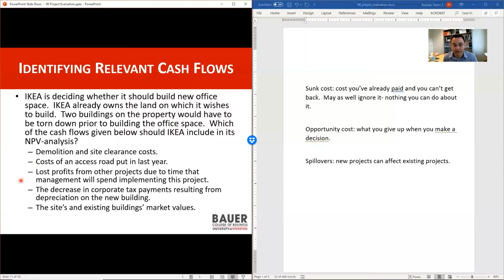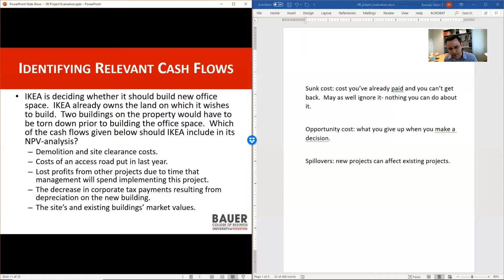Below are 5 cash flows. Which of these are relevant to IKEA when they're making their decision? Which of these should IKEA include in their NPV analysis? Okay. So the first one, the demolition and the site clearance costs. Is that something IKEA should worry about when they're building their new office? Yes, right. You can't build the new office unless you demolish the 2 buildings that are there. Right? You would have to tear those down to build the office space. So that's an incremental cash flow. That becomes relevant.